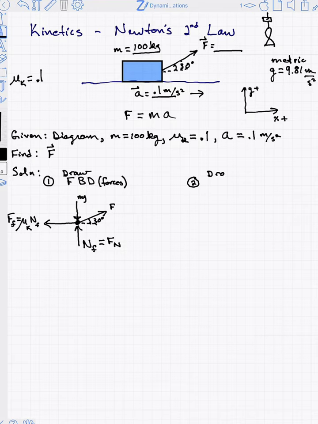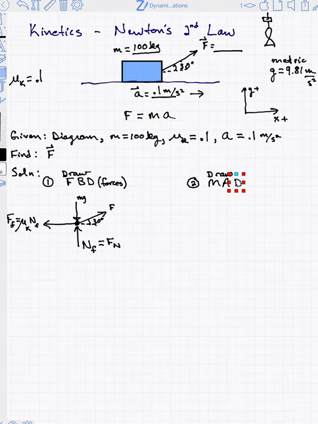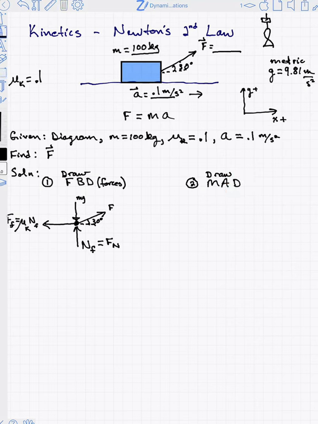So now we're going to draw the other diagram. It's called the mass times acceleration diagram. We will call it the MAD. And it has the masses and accelerations, the mass times acceleration. Well, this box is only going to accelerate in the x direction. It's not moving vertically. So we only put an MAX on this diagram. We only, on the MAD, put the actual direction of motion.